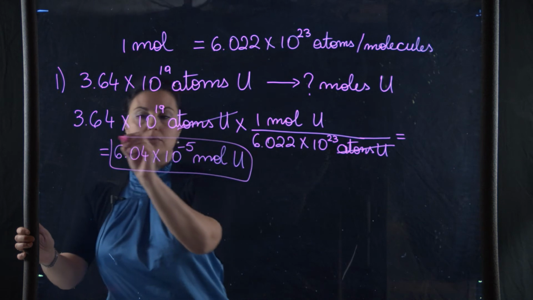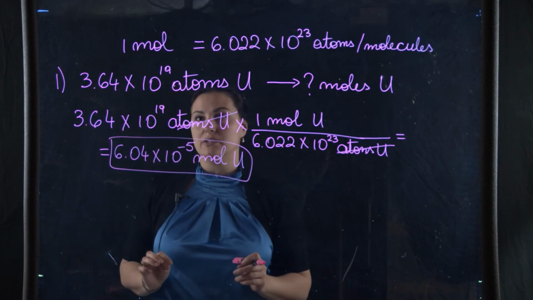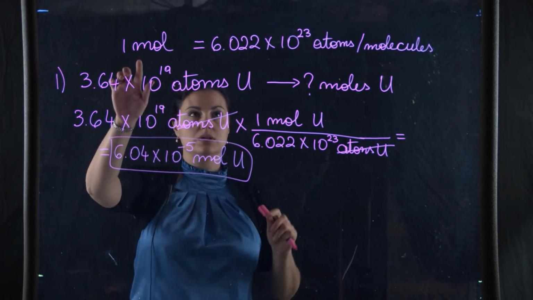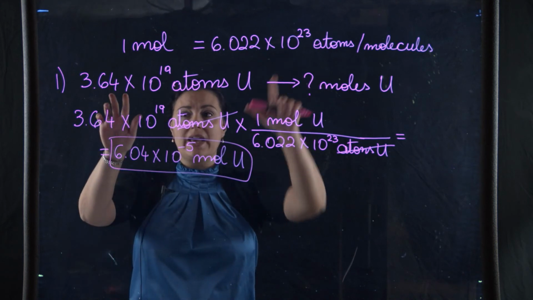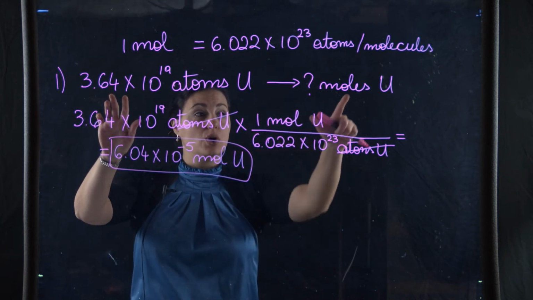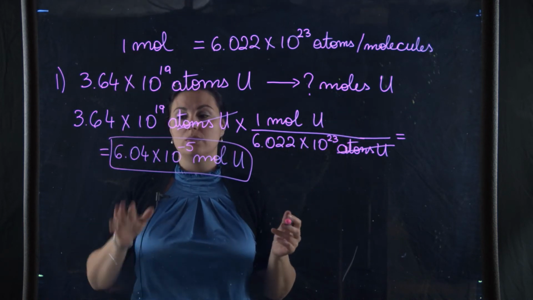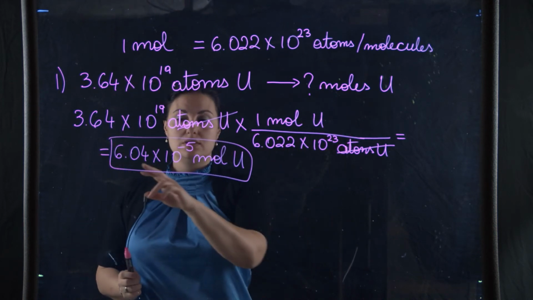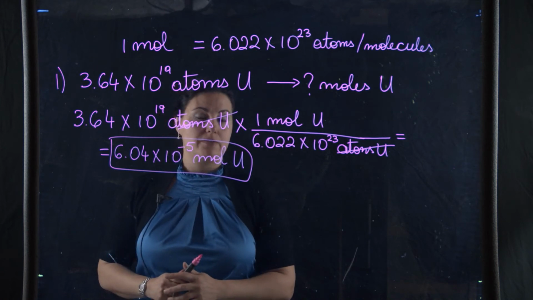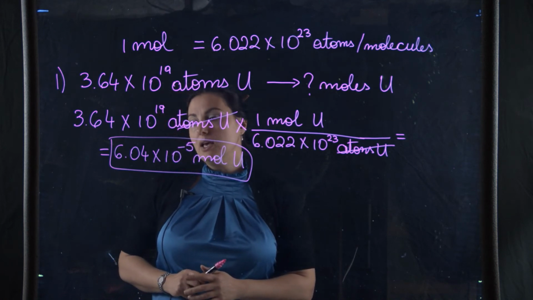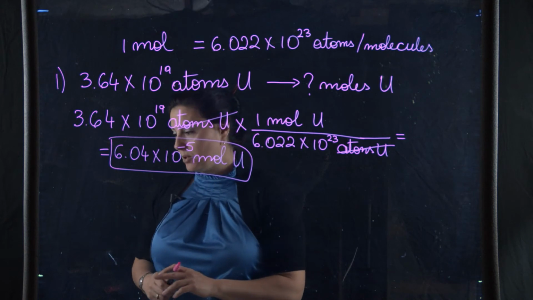Now let's double check and make sure that we've done it right. We know that 1 mole contains this many atoms, but I have much fewer atoms than those, which means that I will have fewer moles than one mole, and I do. I have 6.04 times 10 to the minus 5th moles. Let's take a look at the next example.